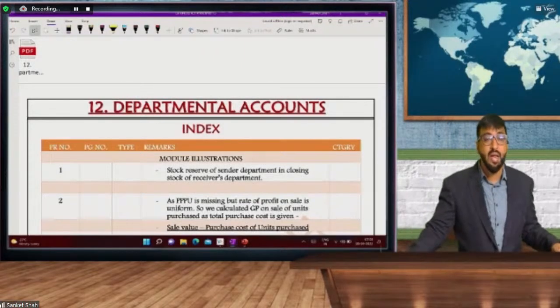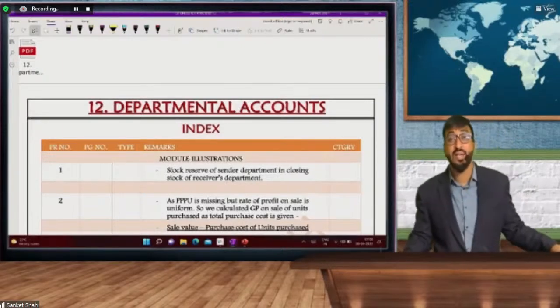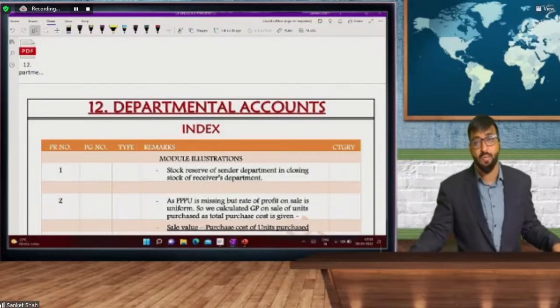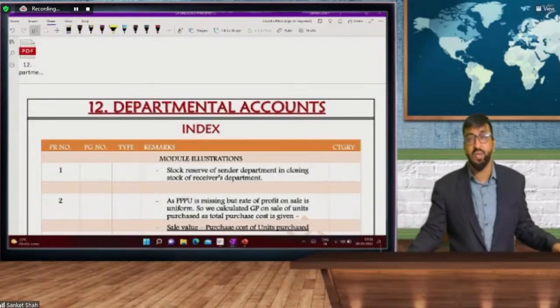And day before yesterday, we have started with departmental accounts. And what is the key line of departmental accounts? That receiving department's stock includes unrealized profit, and in company accounts, balance sheet format is very, very important. So let's quickly revise the balance sheet format.